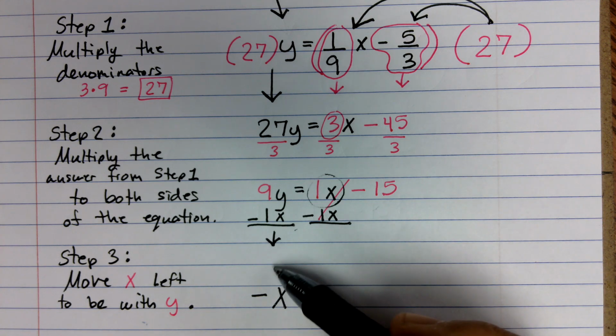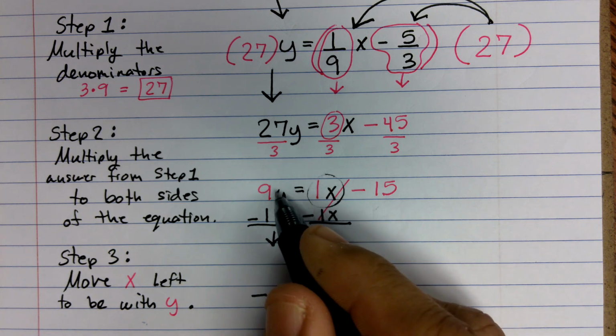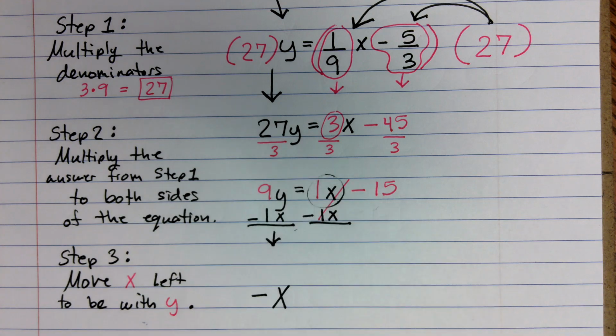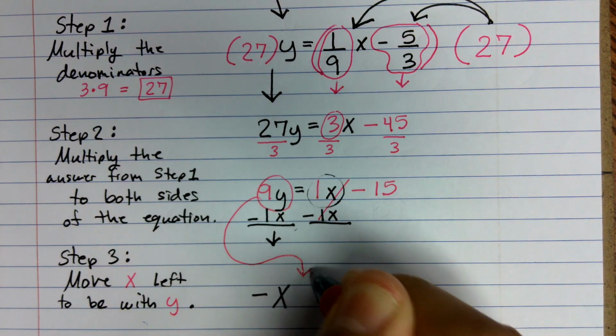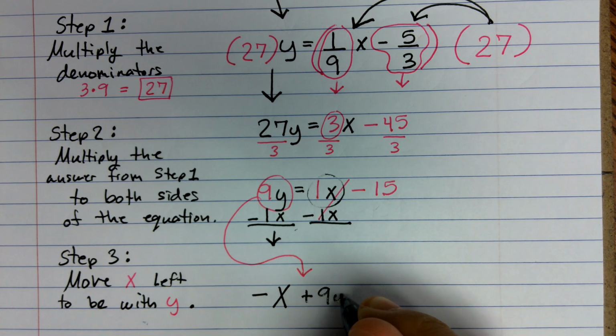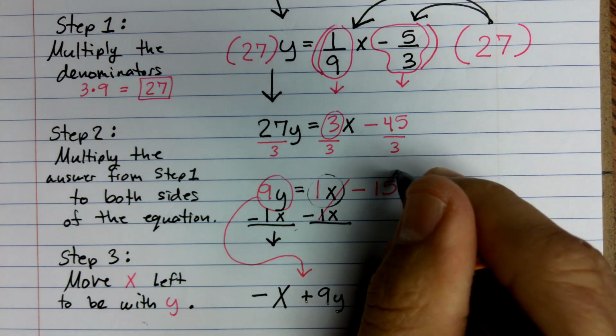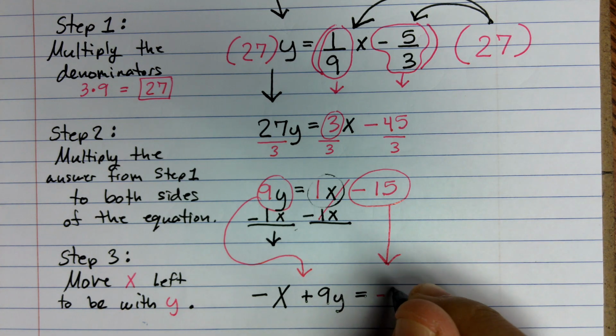There's always an invisible 1 in front of every variable. So we can just put negative x, which means negative 1x. And then the 9y, all I'm going to do is just bring it down and put it right after the x. Now that's a positive 9y, so I'm going to put plus 9y. And this is equal to, and then we're going to bring down our constant value, negative 15.